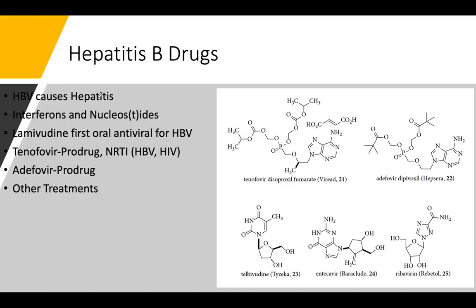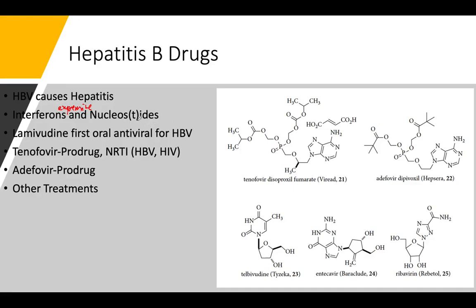So hepatitis B virus is a virus that causes hepatitis in both humans and animals. The types of drugs that have been used to treat it are interferons and nucleosides. Interferons are non-specific, and they are poorly tolerated. They require parenteral administration, and it can also be very expensive.